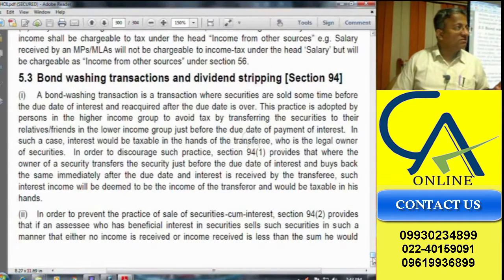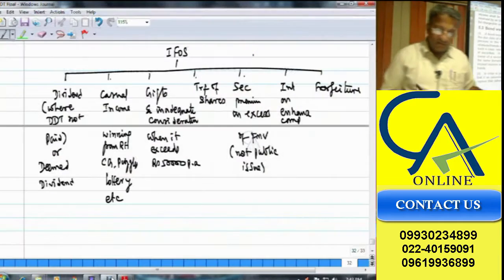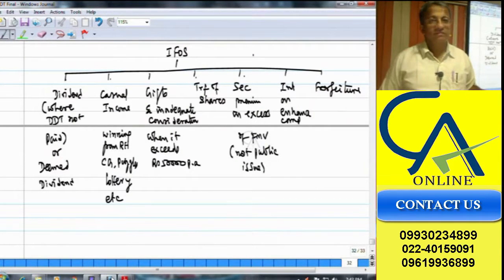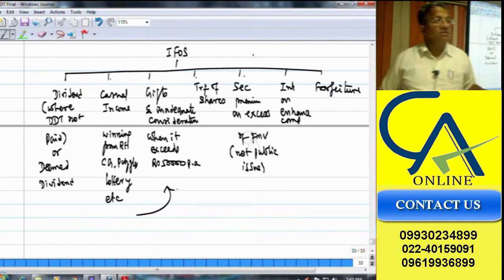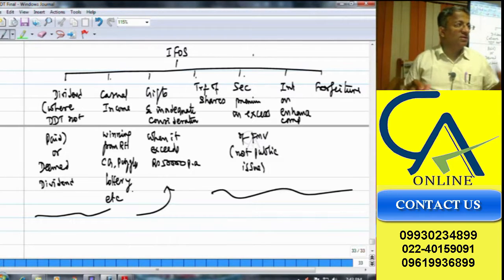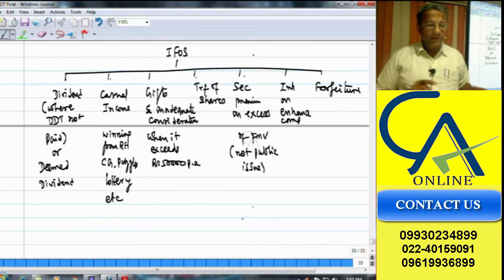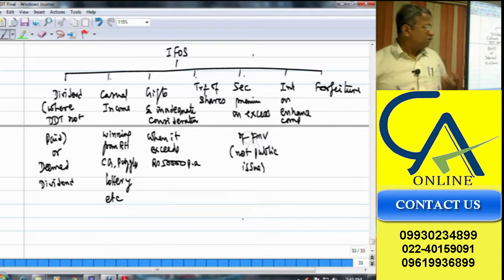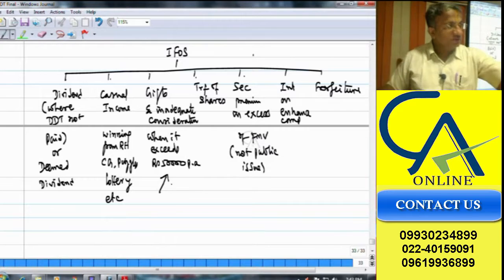That's all. Bond washing and all that I will discuss later. How many items do you have in the case of income from other sources? 7 items. The maximum focus is only on this. The rest of which you can very easily knock off. So the focus should be more on this area. Correct. The rest of the areas we will do.